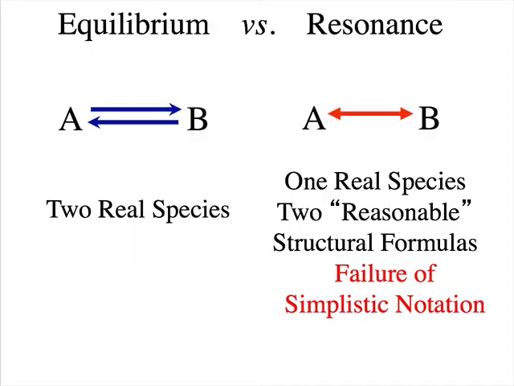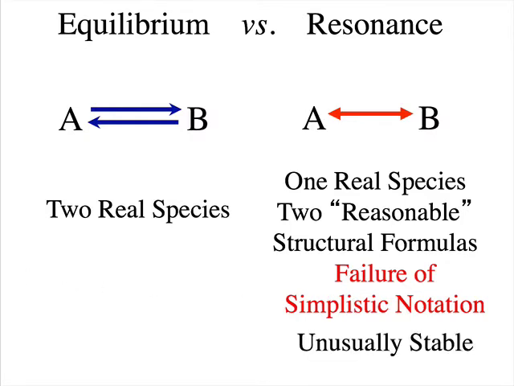So going back to this from before, hopefully you see now that resonance, when we have one real species that can be represented in two reasonable ways using Lewis theory, is really a failure of simplistic notation. The fact that we have to draw resonance structures in order to capture the real species, what the real structure looks like, is simply because our way of drawing these molecules is too simplistic.